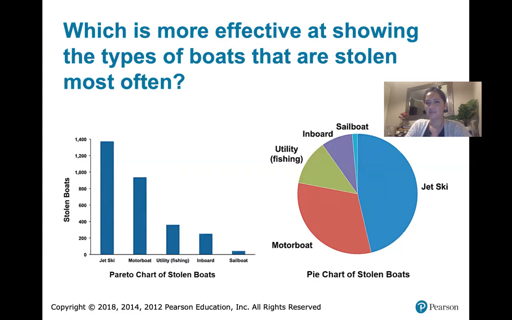But typically, pie charts aren't shown like this. Most of the time when you have a pie chart, you have a legend that says jet ski boats are associated with this color, and motorboats are associated with this color, and utility or fishing boats are associated with this color. And you have to match the color to the colors on the pie chart, and it takes a while. What's nice about the Pareto chart is that I just look at the bottom, that horizontal row, and I see that jet skis are associated with the tallest bar. So to me, the Pareto chart is much clearer than the pie chart in displaying exactly the same data.